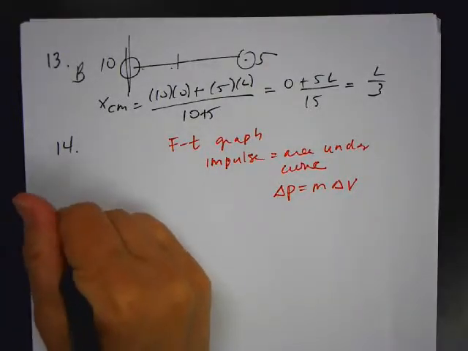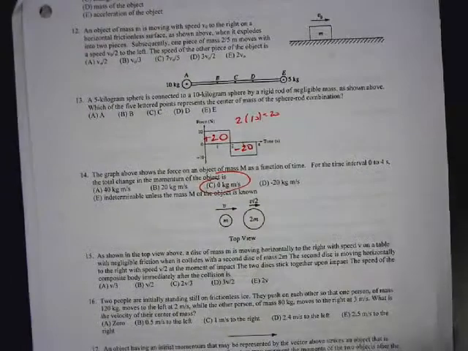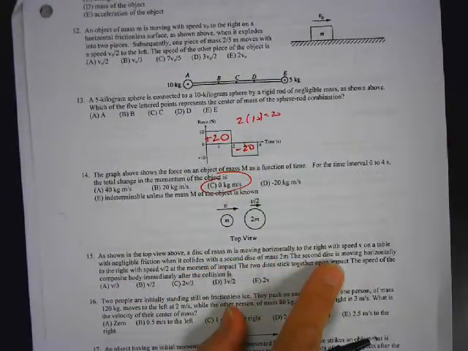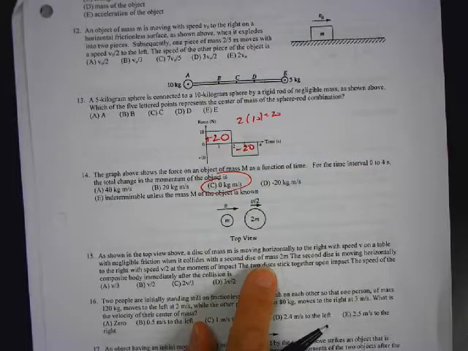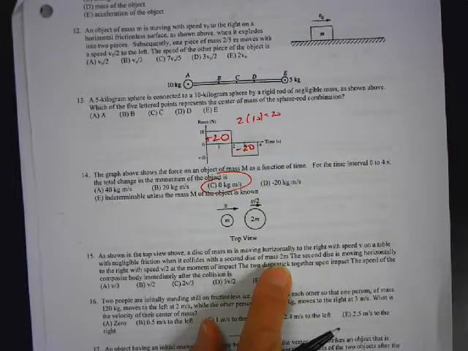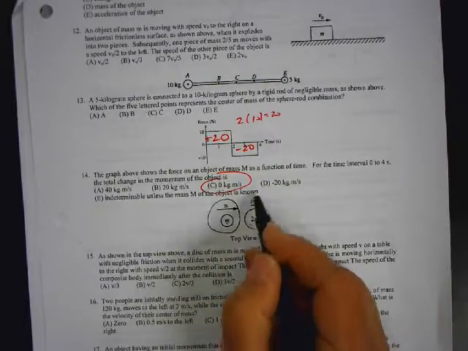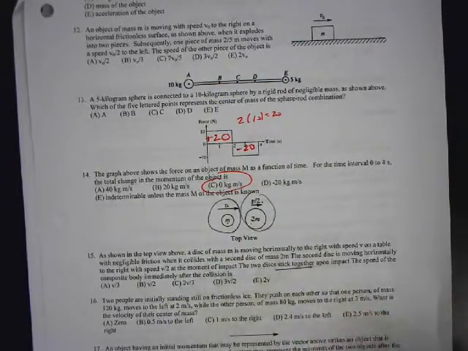All right, number 15. So here's another picture. So it says, as shown in the top view, a disk of mass m is moving horizontally to the right with a speed v on a table with negligible friction when it collides with the second disk of mass 2m. So first of all, the momentum of this one is m times v. The momentum of this one is 2m times v over 2. The two disks stick together upon impact.